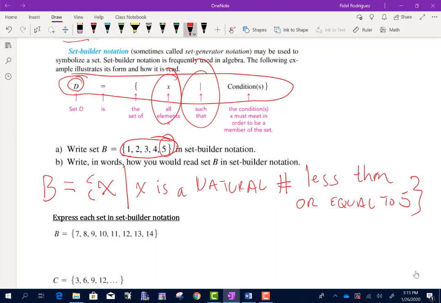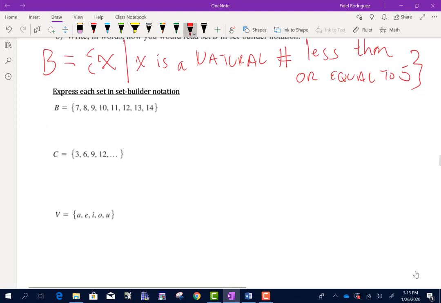Guys, one thing I want to point out when you're doing your homework: a lot of these questions are going to be multiple choice. So you're not going to actually have to write everything out, but you are going to have to know which is the proper one. All right, let's take a look at the next couple of problems. It is asking us to write it in set builder notation.